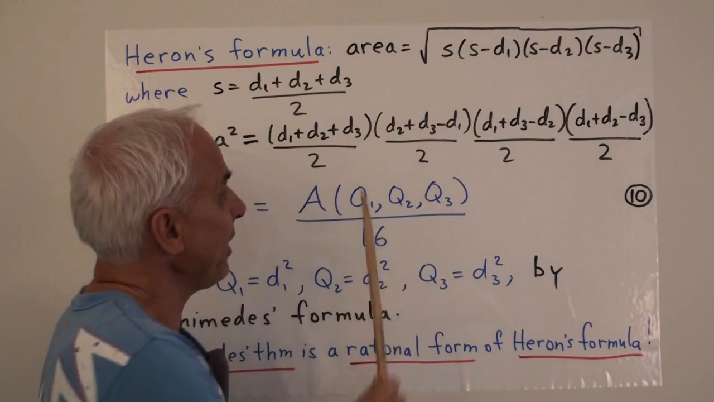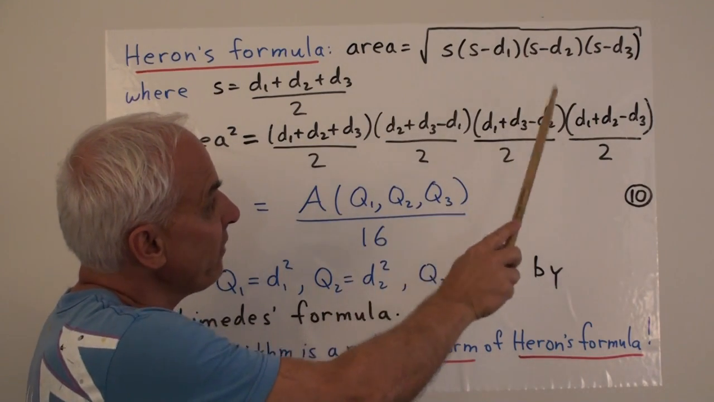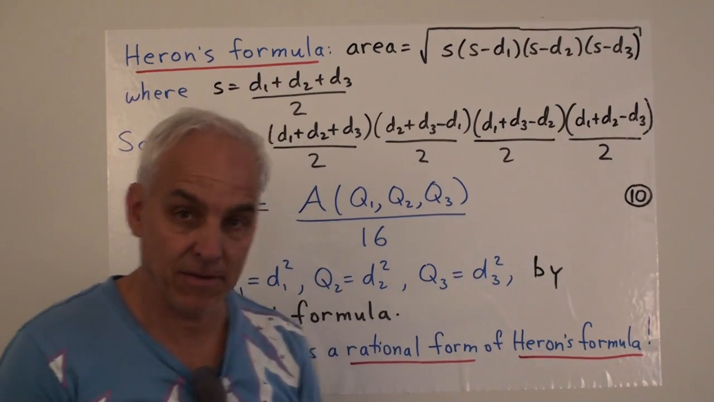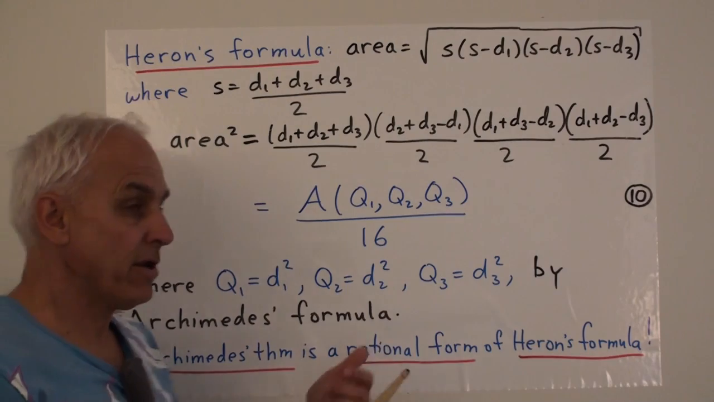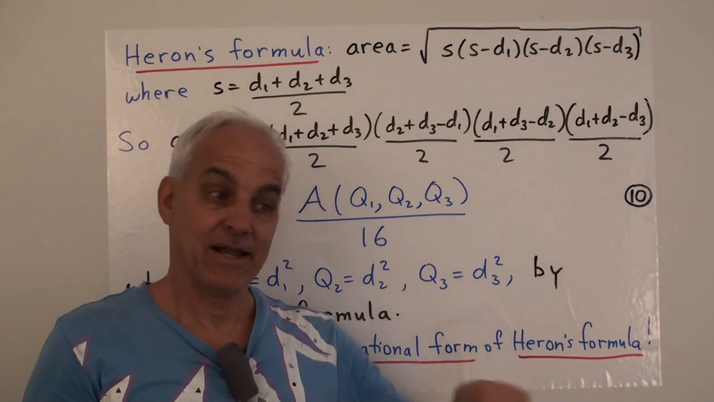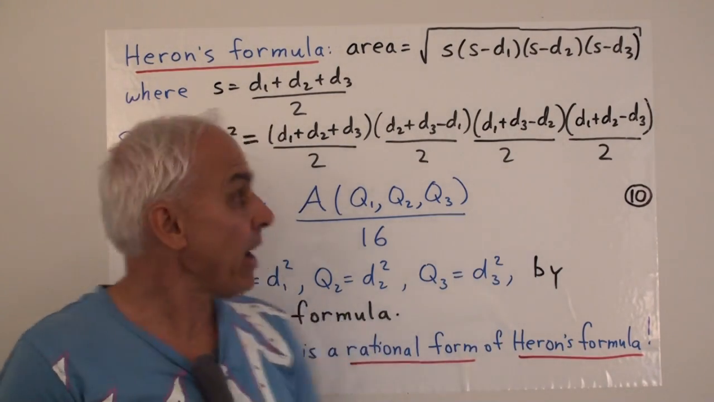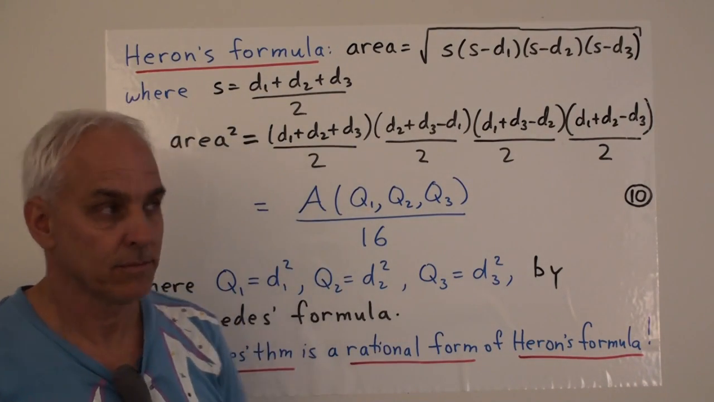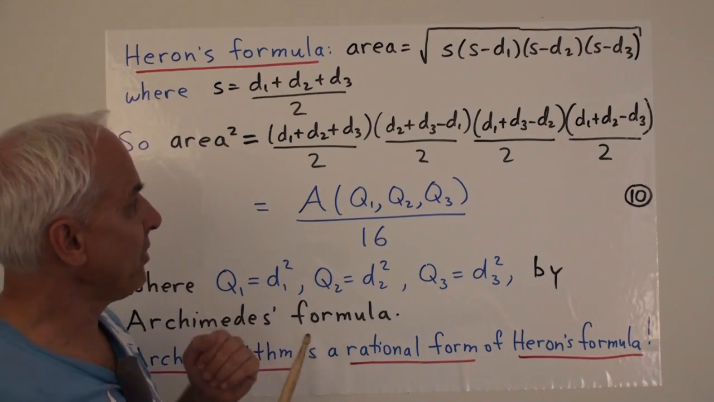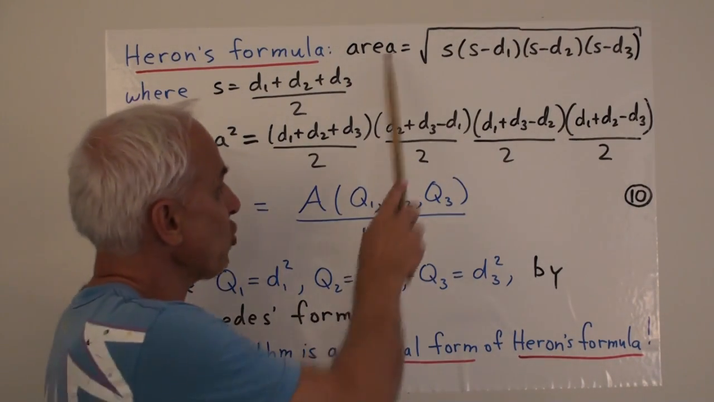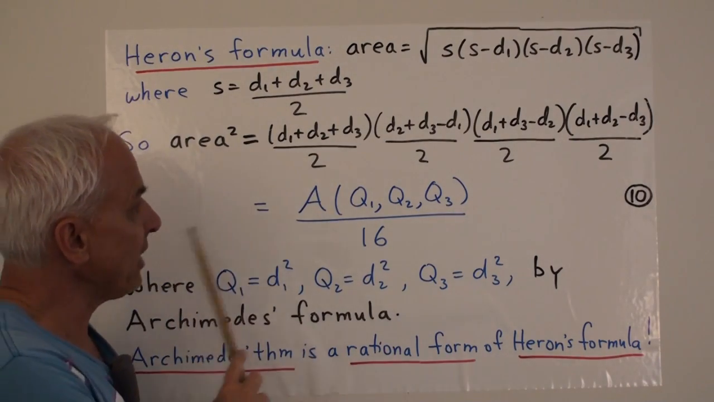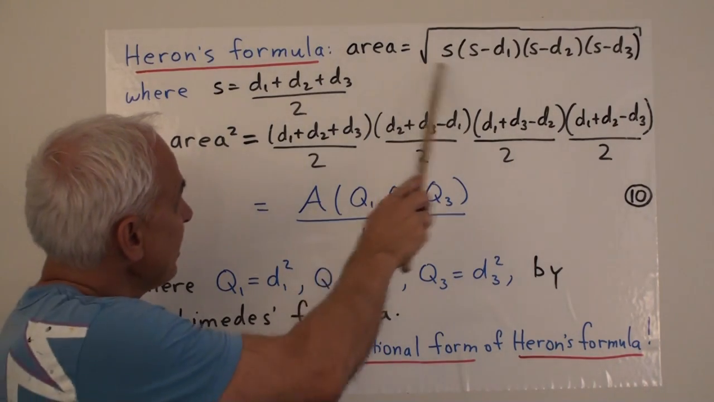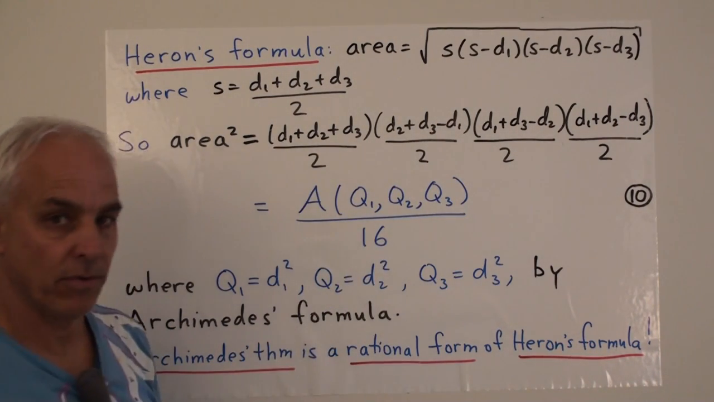Here is Heron's formula. Again, the area of a triangle is the square root of s times s minus d1 times s minus d2 times s minus d3, where d1, d2, and d3 are the side lengths of the triangle, and where s, the semi-perimeter, is d1 plus d2 plus d3 all over 2. So we're going to take this formula and we're going to rewrite it. First of all, we're going to square both sides. So the area squared is now just the product of these four terms. There's no more square root. Now s is just d1 plus d2 plus d3 over 2.